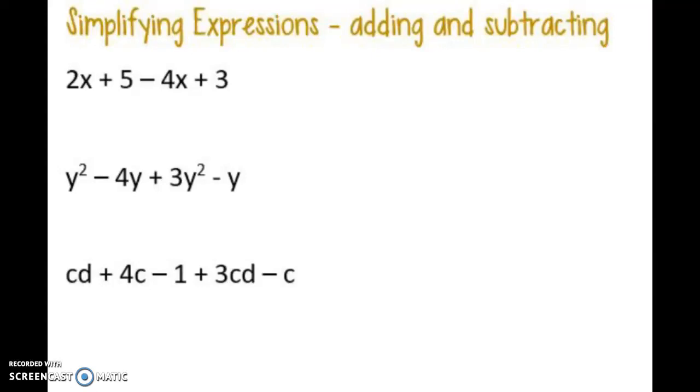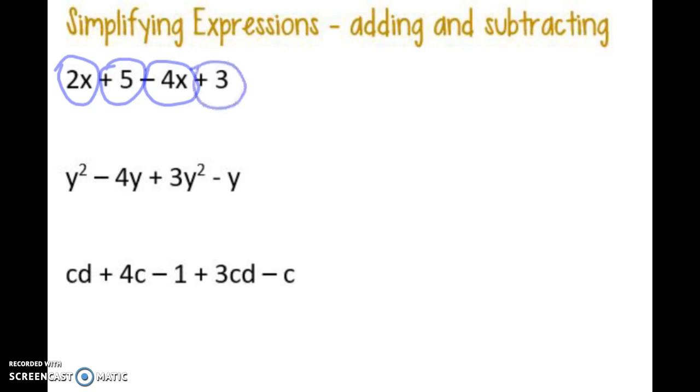So what we're doing at the moment is looking at simplifying expressions, and this is by adding and subtracting. So if we look at the first one, 2x plus 5 minus 4x plus 3, let's circle each term. So the first one's 2x, the second one's plus 5, the third one, just be careful that minus belongs to the 4x, and the last one is 3.